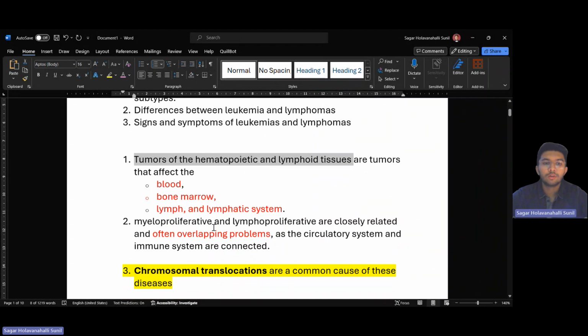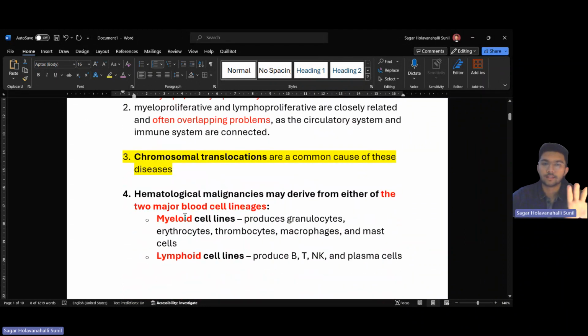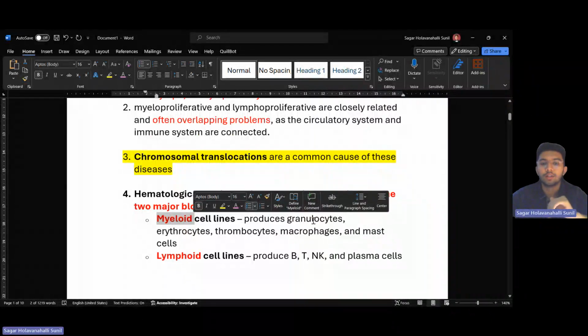Now, we know that there are two basic cell lines for hematology. You have myeloid and lymphoid cell lines. Myeloids are responsible for producing granulocytes, such as neutrophils, basophils, eosinophils, and then you have erythrocytes, thrombocytes, macrophages, and mast cells. Whereas lymphoid is lymphocytes. Now, in lymphocytes, you have B, you have T, you have natural killer, also known as NK cells. And of course, you have plasma cells, which are basically the mature B lymphocytes. So you have to get this fact very clear. You have the myeloid line and you have the lymphoid line.